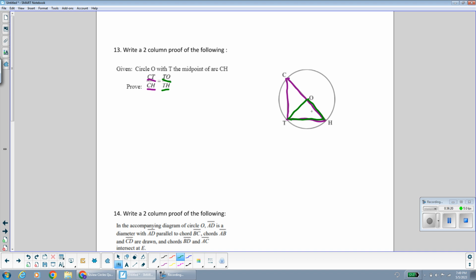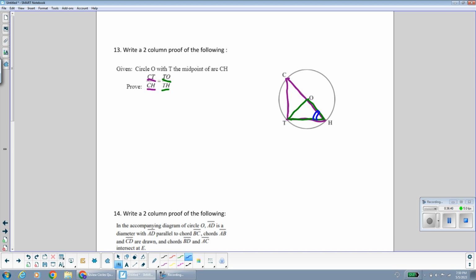So since this one is inside of this one, first I'm going to look for what's shared. And if I'm proving triangles similar, I'm looking for angles because I want AA. And I see that angle H is not only in the small green triangle, but it's also an angle of the big purple triangle.